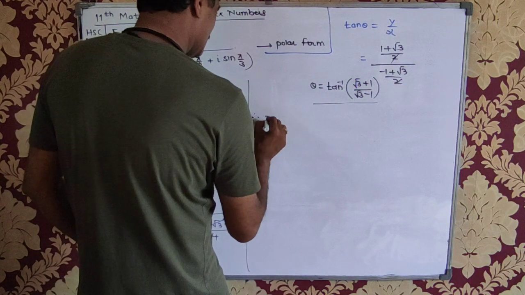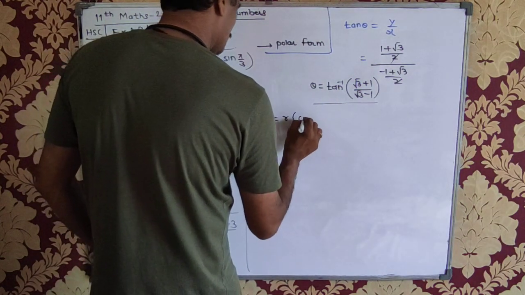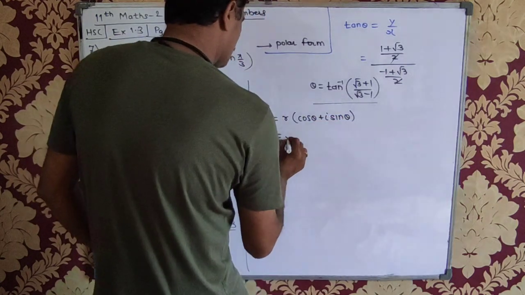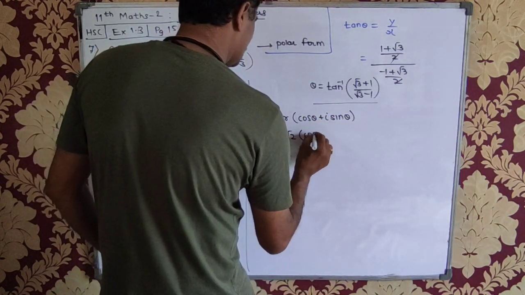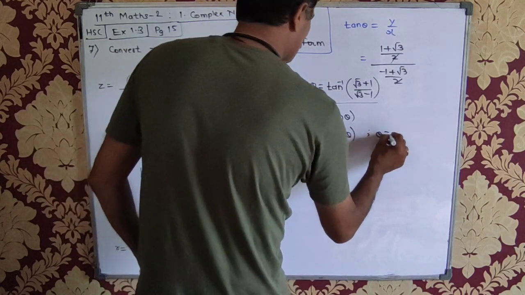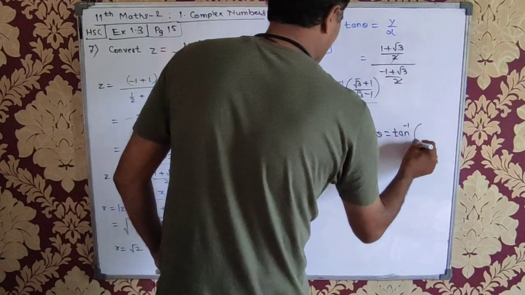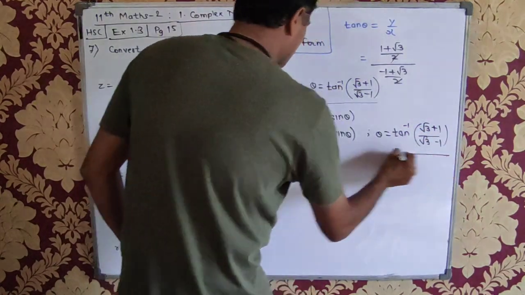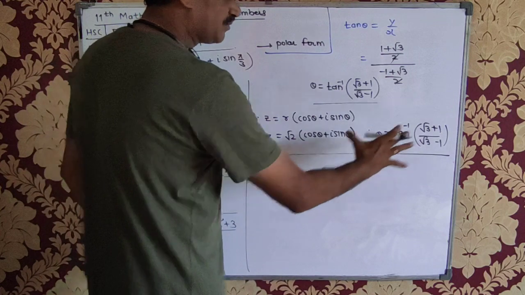And therefore z is equal to r into cos theta plus i sin theta. That is equal to root 2 into cos theta plus i sin theta, where theta is equal to tan inverse of (root 3 plus 1) upon (root 3 minus 1). We have to express the answer like this. That's the answer. Is this okay? This is the polar form.